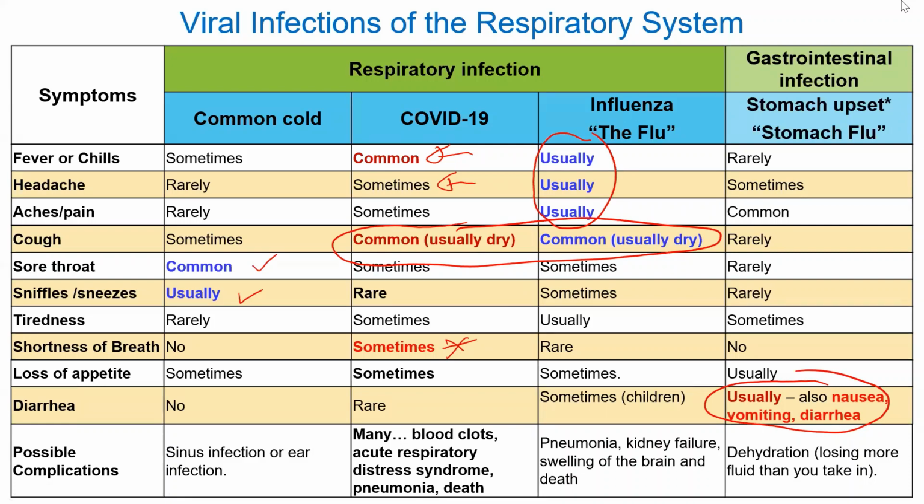Yeah, someone's talking about norovirus. We'll talk about norovirus in a few minutes.